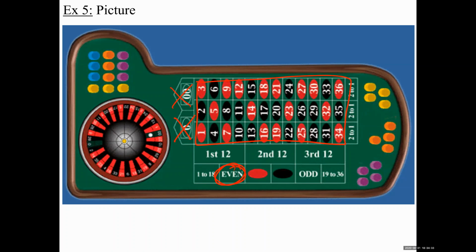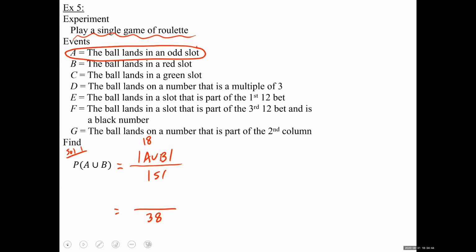So even means even number in here. Odd means odd number in there. But there's 36 numbers total in here. Half are even, half are odd. So there's 18 odd numbers. I'm just going to write that up here. There's 18 odd numbers. And then B is red slots. How many red slots are there? So besides the greens, there's 36 numbers. Half are red, half are black. So there's 18 red numbers.